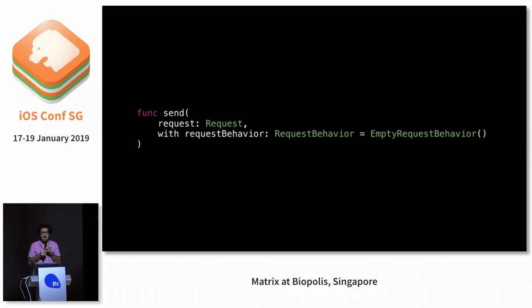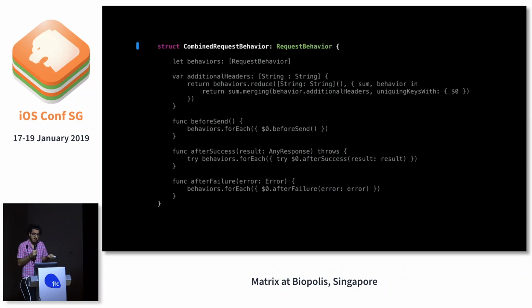So that's one little tool that we can build for ourselves. Here's another one. This is called combined request behavior. And what this does, this holds on to an array of request behaviors. And I'm not going to go through all the code, but it basically lets you treat many request behaviors as though they were one request behavior. It can merge all the headers together. It can perform all the before sends in order. It can perform all the after successes in order, and so on. So it can let you treat many request behaviors as one request behavior.